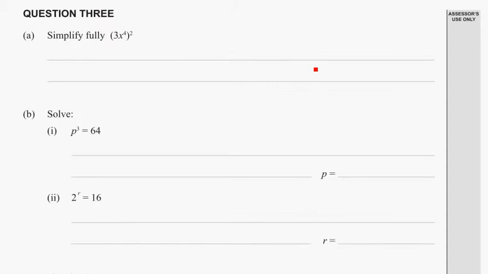2013, day 1, question 3. Simplify it fully. So we've got 3x to the 4 times 3x to the 4. 4 and 4 is 8.